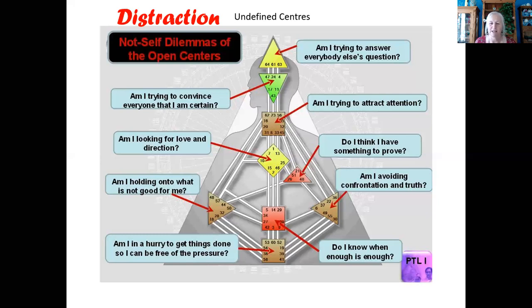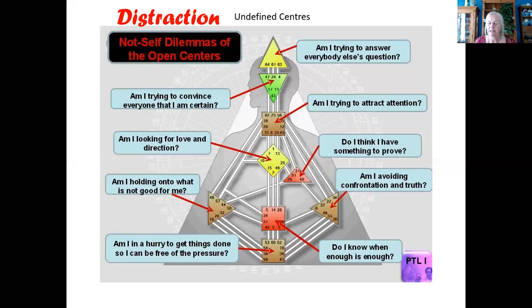With the G center, the yellow diamond shape, are you actively doing things to go out there and look for love or some kind of sense of direction? For direction, you could also mean purpose. Are you going against your strategy and authority? It's going, I really must have, I should, I ought to have this feeling of love. I ought to have it all the time.